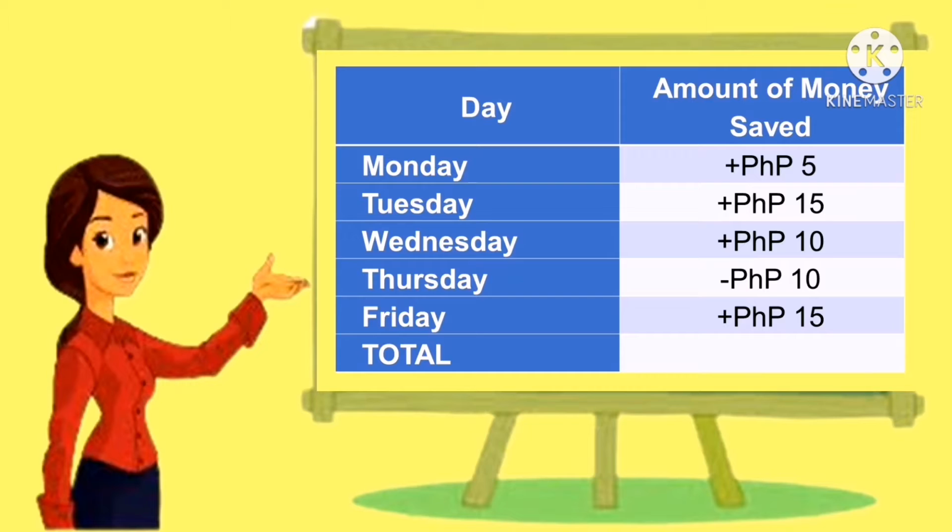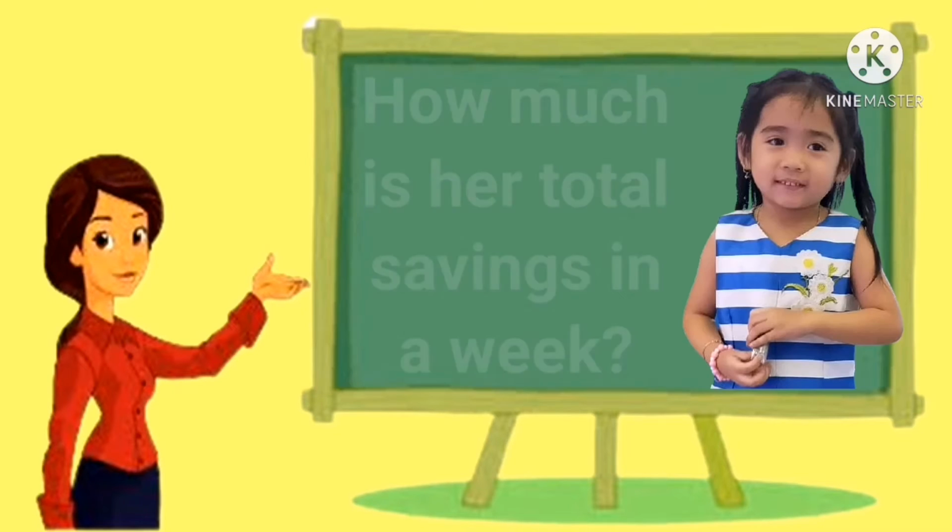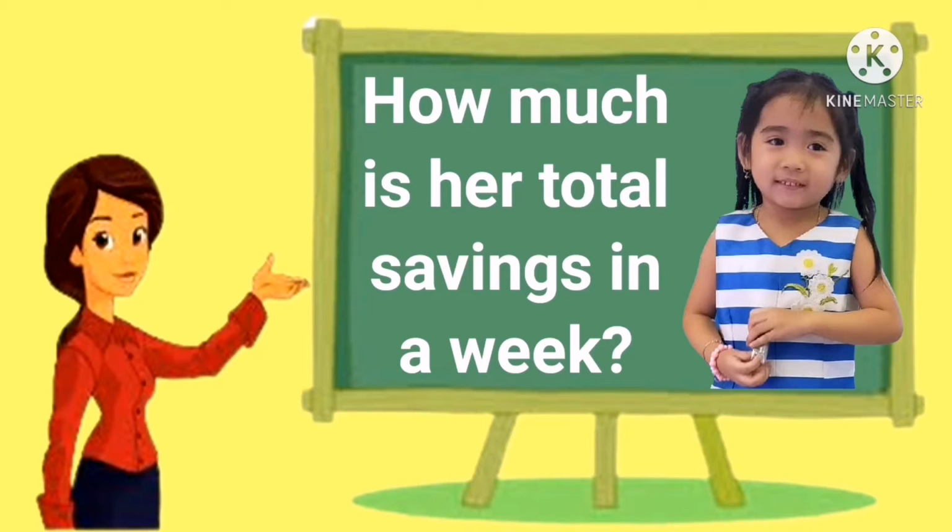On Monday, the amount of her saving is 5 pesos. On Tuesday, she saved 15 pesos. On Wednesday, she saved 10 pesos. On Thursday, she spent 10 pesos. That's why it is negative 10. And finally, on Friday, she saved 15 pesos. How much is her total savings in a week?